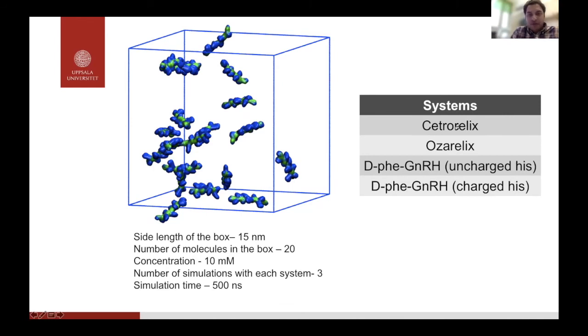We performed this for 4 different simulation systems: cetrorelix, ozarelix, and D-phenyl GnRH with uncharged histidine, and with charged histidine. Note that I have already shown you the amino acid residues. Among them, histidine can be charged or uncharged based on the pH of the system. Histidine has a pKa of about 5.5, so at about physiological pH, which is 7.5, it can change its charge state. So we used both systems, with uncharged histidine and charged histidine.